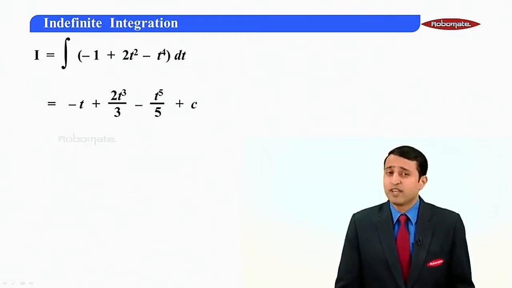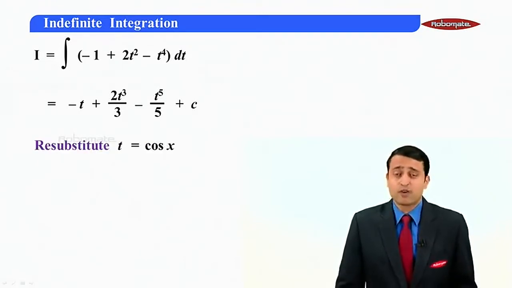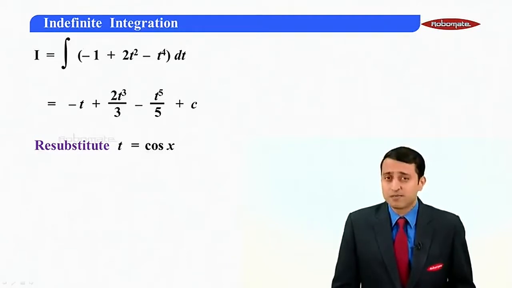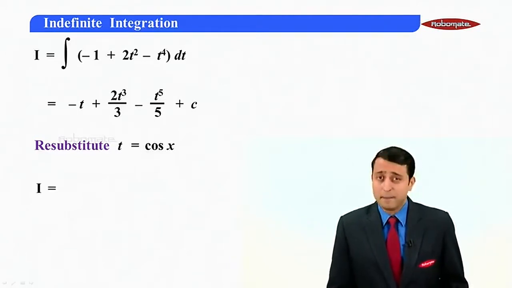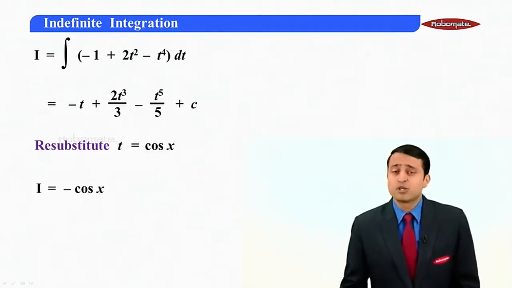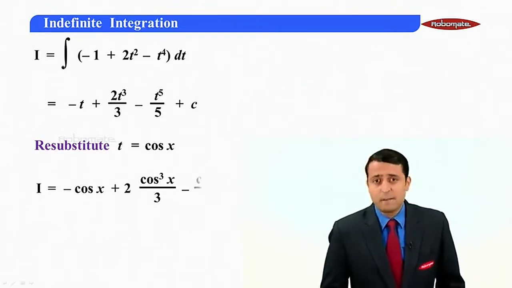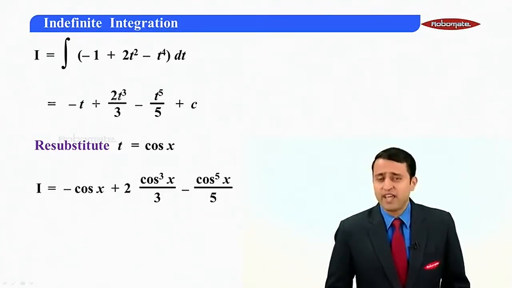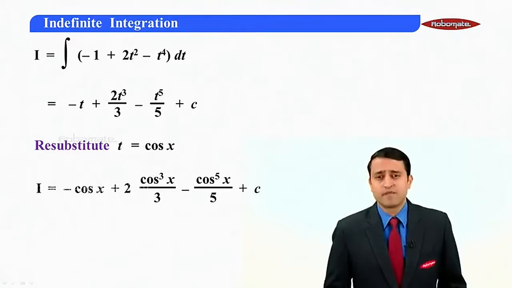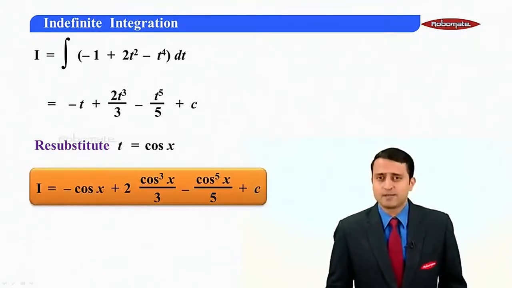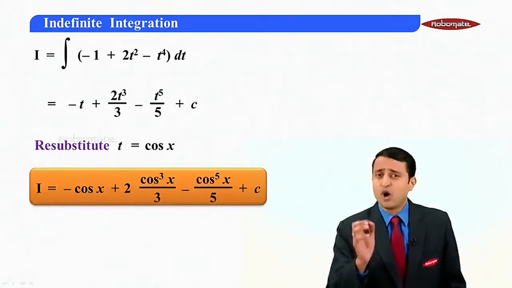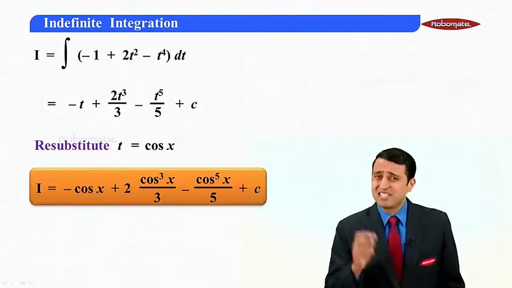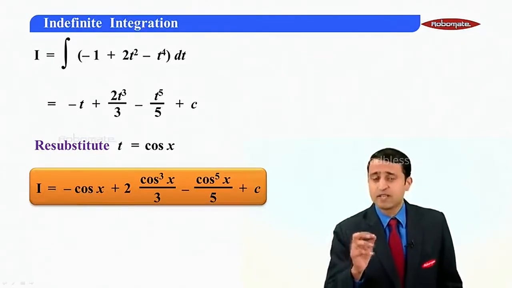Now we have to give the answer in terms of x. We need to resubstitute. So what was t for us? T was nothing but cos x. So the answer will be minus cos x plus 2 cos cube x by 3 minus cos raised to 5 x by 5 plus c, and that's your final answer. This is how we tackle odd power of sine and cos. The same has to be done for cosine as well, my dear students.